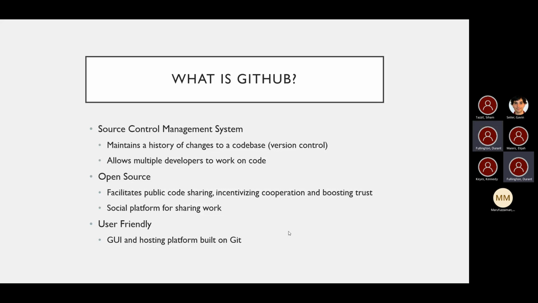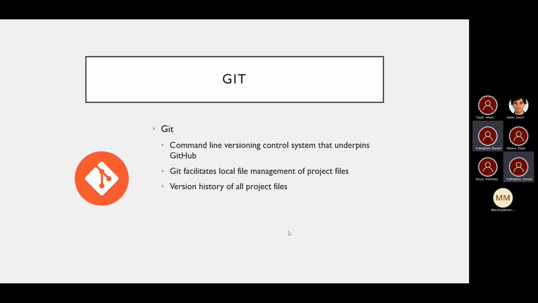And also, GitHub is a very user-friendly way of managing code and of being able to have version control, because Git is basically what underpins GitHub. Git is a command line versioning control system, which is kind of complicated. It's a lot of memorizing commands, and if you mess something up, it's very hard to go back and change something. So GitHub just basically provides a streamlined user interface for Git.